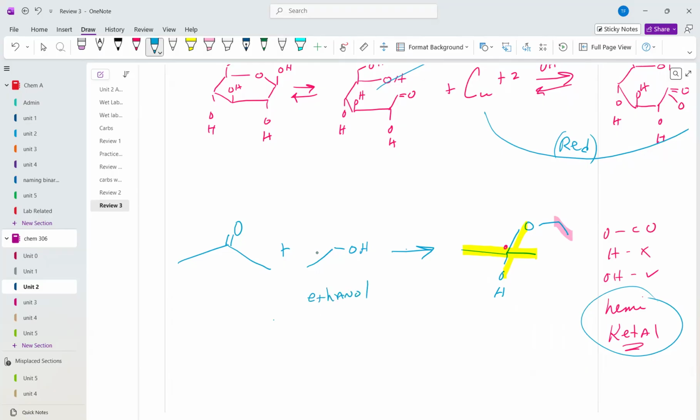And we have 3-propanone. Okay, typical aldehyde ketone reaction.